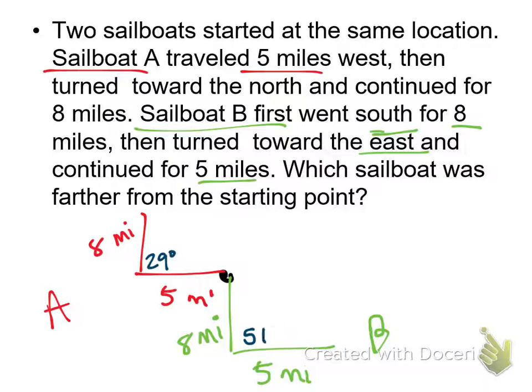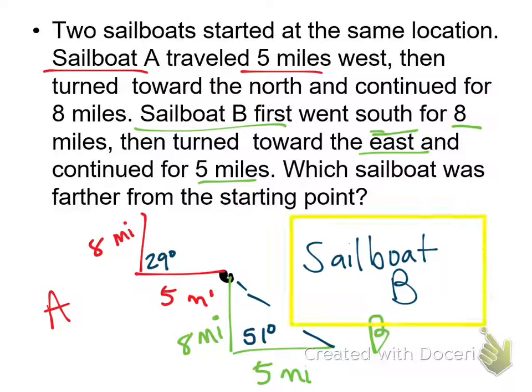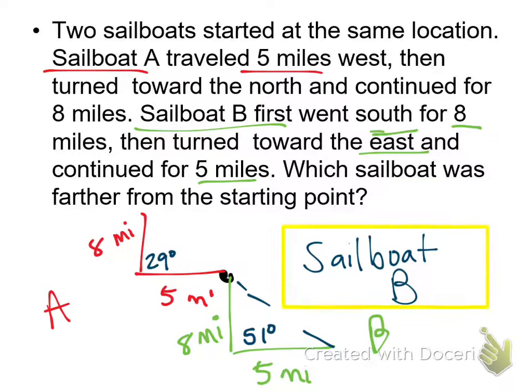51 degrees. All right, so which one is further from the starting point then? B, because it made a larger turn, or a wider turn. So sailboat B. Sorry about that. I'll have to fix that. See, I've taught this lesson twice in the past 2 days, and yet nobody's told me that.